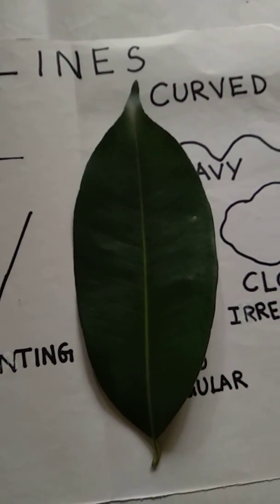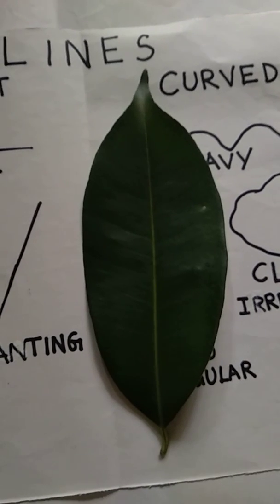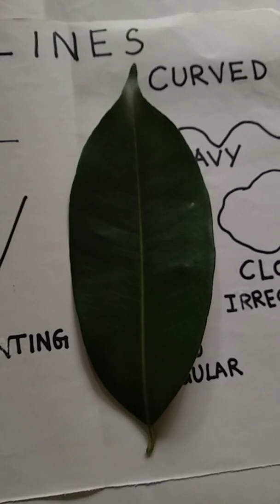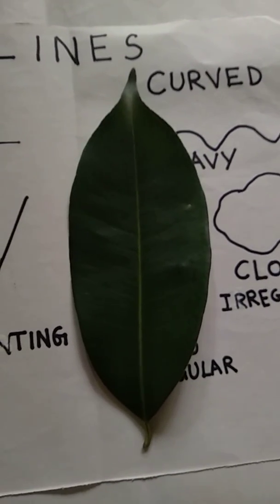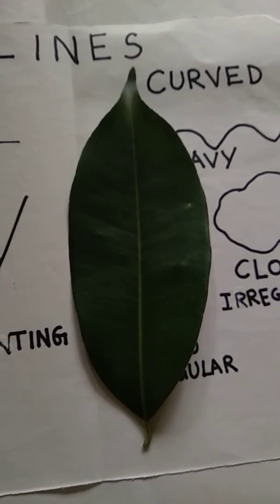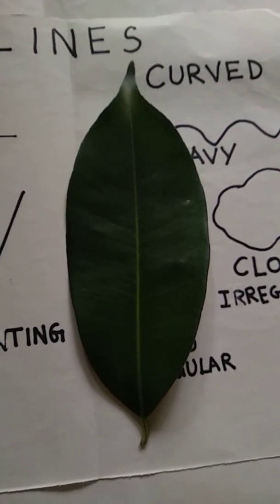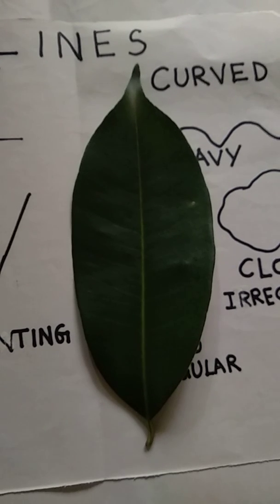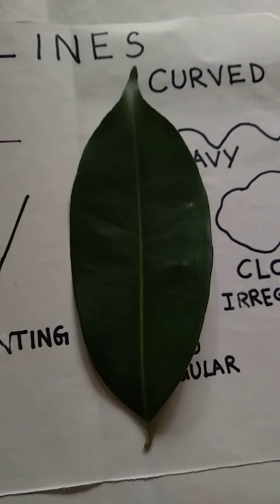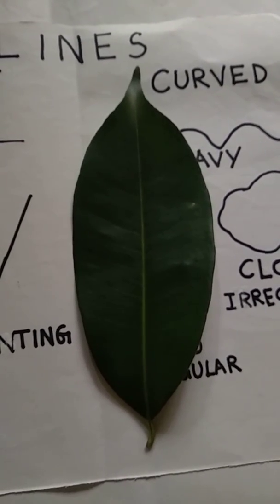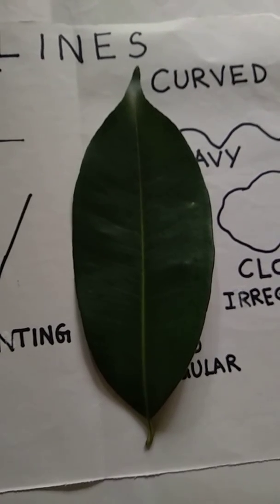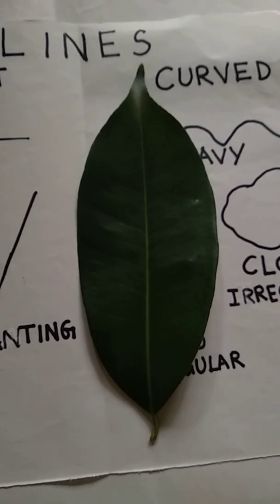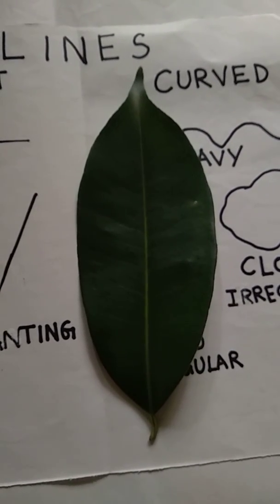Now your task is to go around your house, in your garden, on your terrace, anywhere that you are allowed to go to and find out the lines. And please let me know. You can always ask your parents to send me a video of the different types of lines on objects that you have discovered. You can always send me the videos. I will be delighted to know what you have learned through this video.